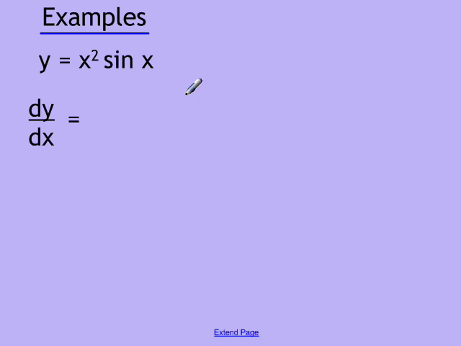Okay, I think you should pause here and have a go yourself. You need to write down what the product rule is. You need to write down what u is, what v is. You need to write down u dashed and v dashed and plug them in the formula. Have a go, press pause.